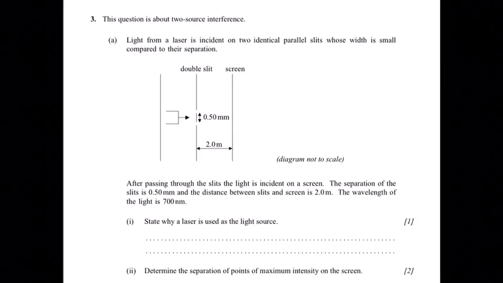Question 3 is about double slit interference, and the first part asks us why a laser is used. Well, a laser is used because it's a coherent light source, where coherent means that there is a constant phase change between the two sources, i.e. the two separate slits that are available.